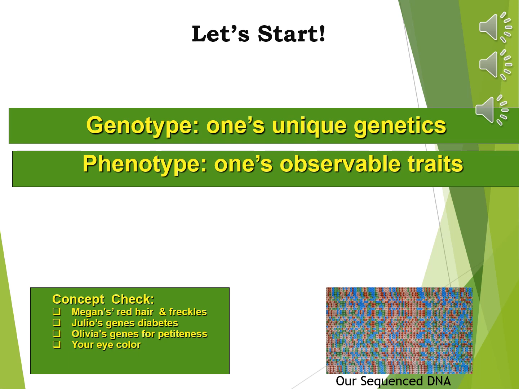So let's see how you did. Megan's red hair and freckles, clearly observable and measurable, phenotype. Julio's genes for diabetes. Now you might say phenotype because you can measure and assess diabetes, but the question specifically is asking about Julio's genetics, his genes, so it's genotype. Same for Olivia, although we can definitely measure petiteness, the question focused on her genetics, so that would be genotype. And the next one, your particular eye color. Well, clearly we're looking at something that's observable, so that would be phenotype.